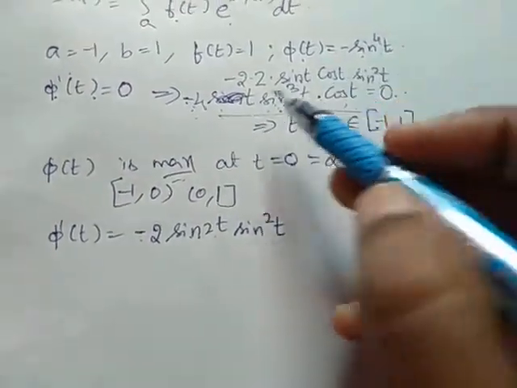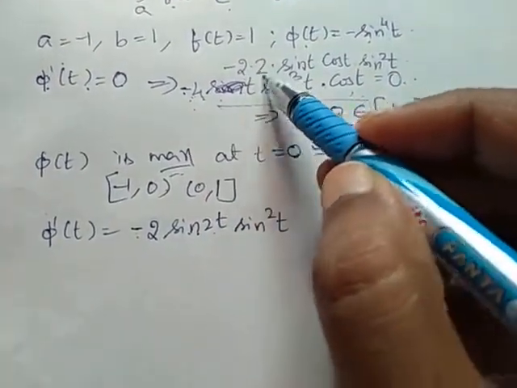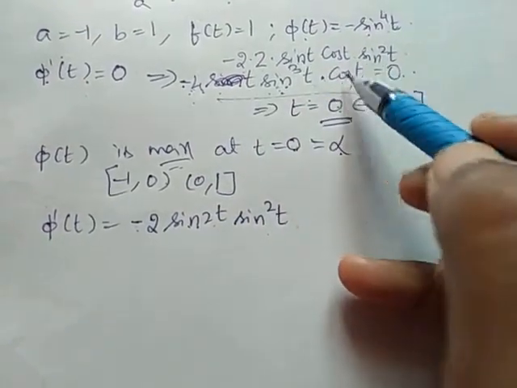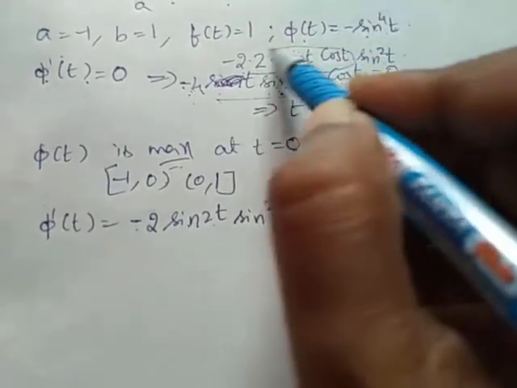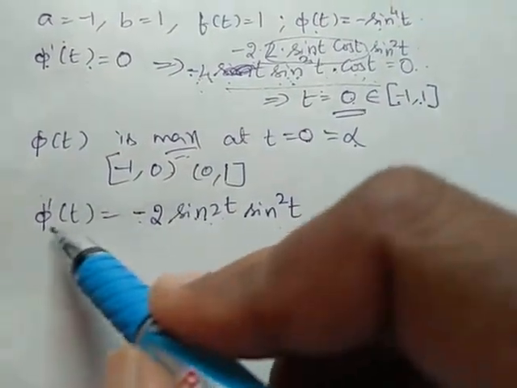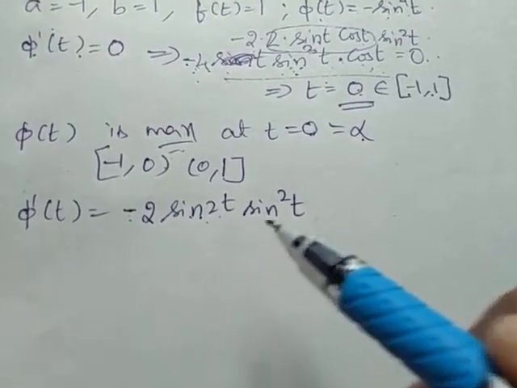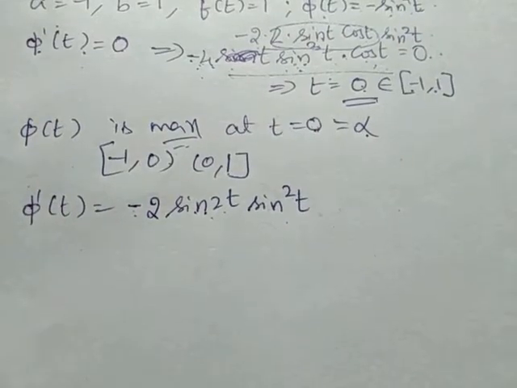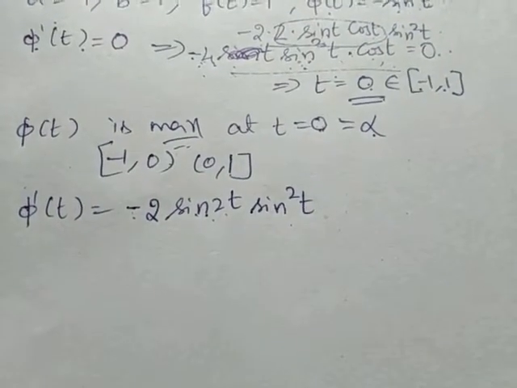Just mathematical simplification. 4 I have written as 2 into 2. Sin cube I have split into sin square. Cos t remains as it is. This 2 sin t cos t is sin 2t. So I have phi dash of t equal to minus 2 sin 2t sin square t. I have written it like this just for simplicity to differentiate.